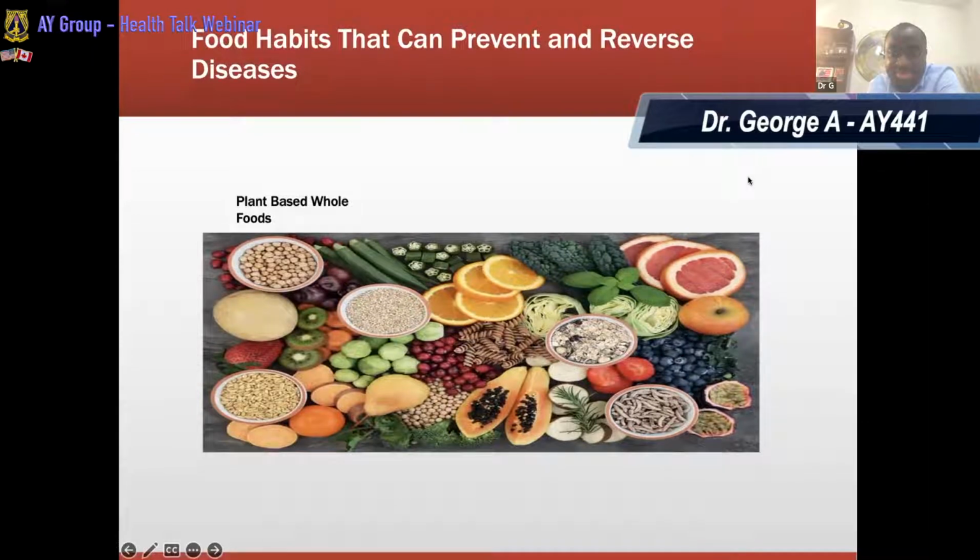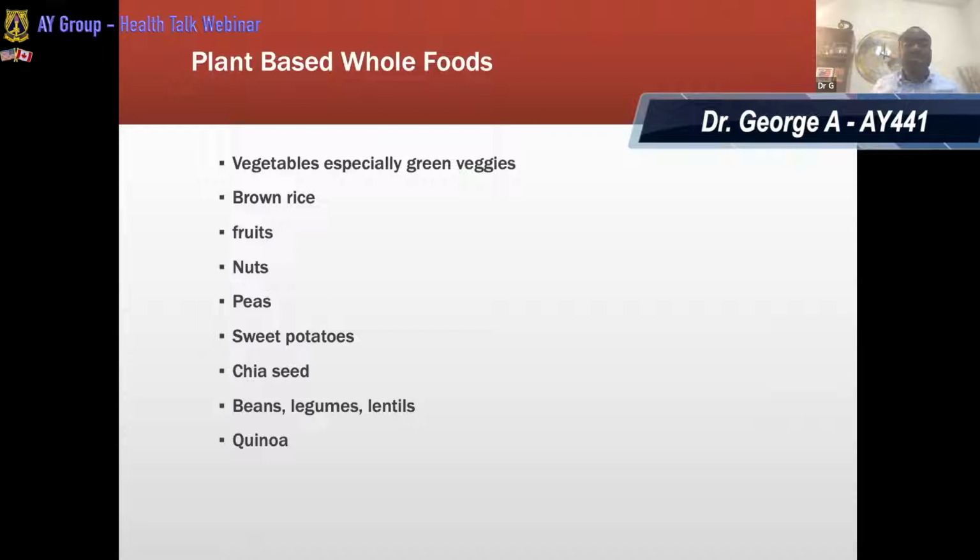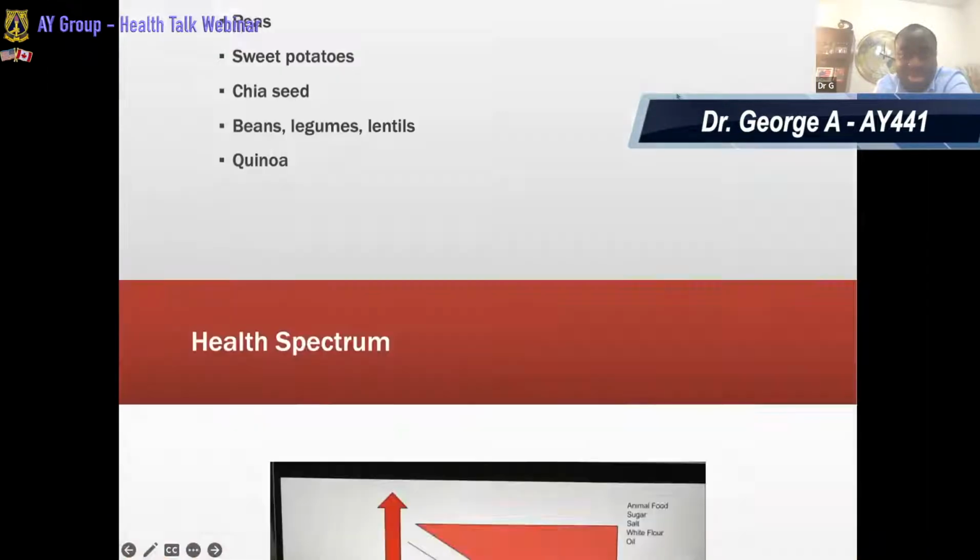Examples of whole plant-based foods: we have green leafy vegetables. Like I keep stressing on the green, if your kitchen is full of green stuff, you are assured of a great life, great health. So brown rice, fruits, nuts, peas, sweet potatoes, chia seeds, beans, legumes, all those things are going to help you a lot.